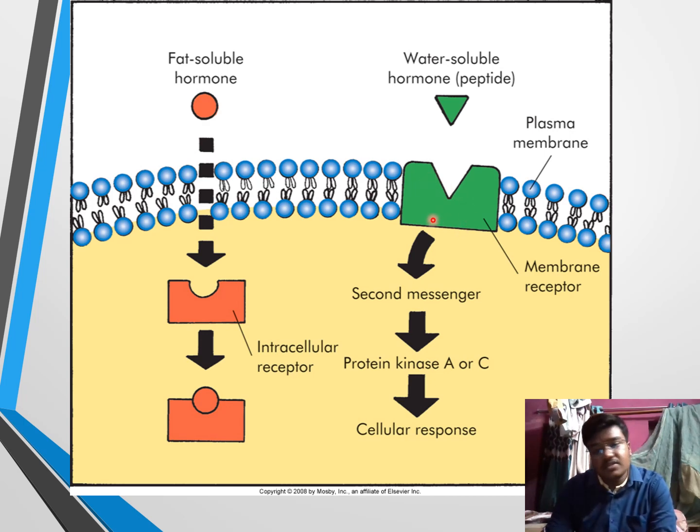The activated receptor in turn activates the effector molecule, and this effector molecule activates several second messengers. This second messenger is different from the primary messenger. The primary messenger is the hormone itself, and the second messenger is the messenger generated by the effector molecule. This second messenger again activates protein kinase A or protein kinase C. This protein kinase A or C activates several proteins and generates the cellular responses.